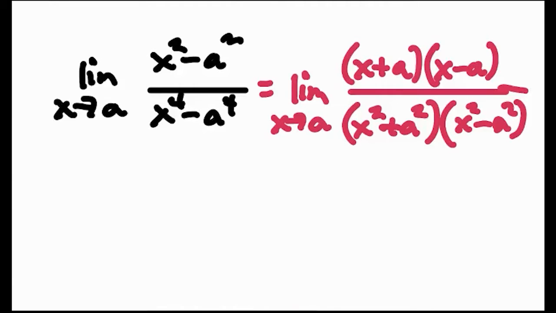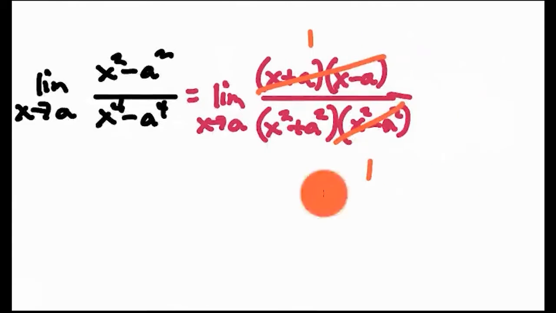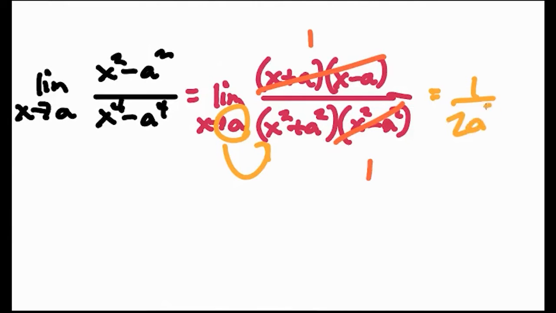So what you could have done here is the top would just cancel out with that right there. And then you can plug in a directly. So just plug in a right in there. And you end up with a squared plus a squared, which is 1 over 2a squared.